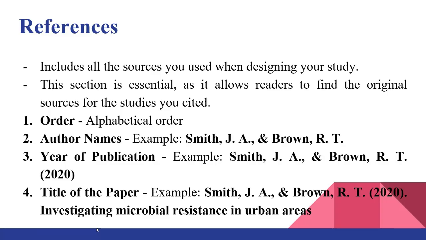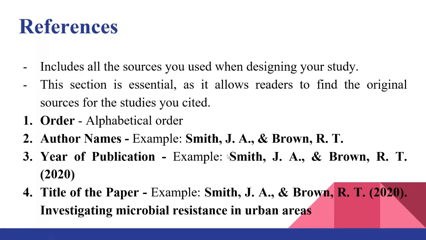The second point is author names. Author names should be written with the last name first, followed by a comma, and then the first and middle initials. Always use initials, not full names. You can see in the presentation one example which has been given. To indicate and, use the & symbol. Don't write the complete word and. So this is how you should write author names.